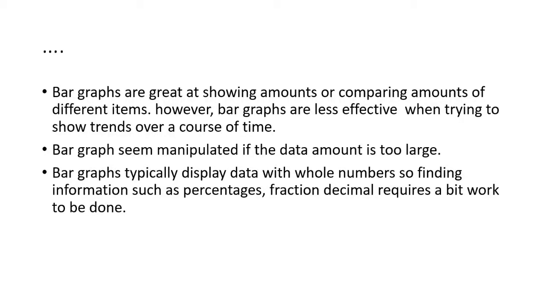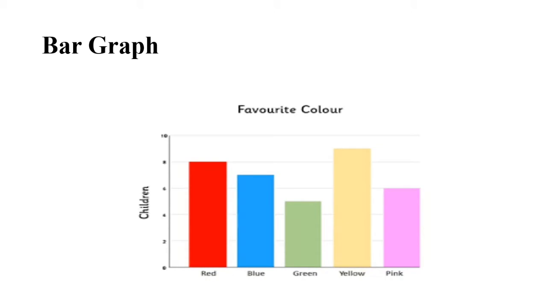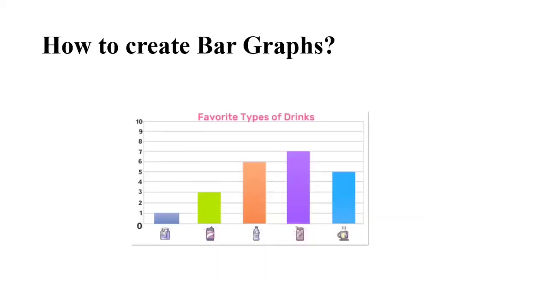Bar graphs are great at showing amounts or comparing amounts of different items. However, bar graphs are less effective when trying to show trends over the course of time. Bar graphs seem manipulated if the data amount is too large. Bar graphs typically display data with whole numbers. This is the picture of a bar graph and how to create a bar graph in SPSS.